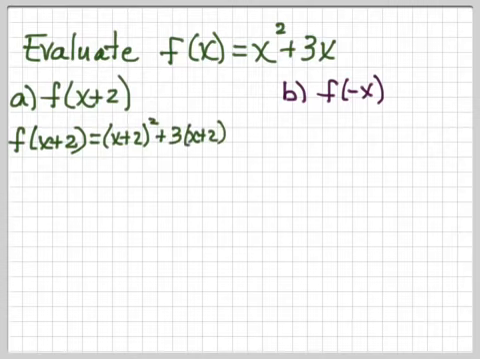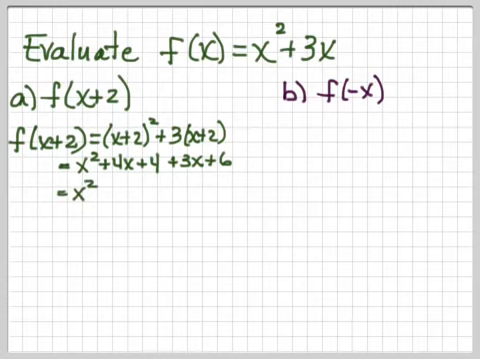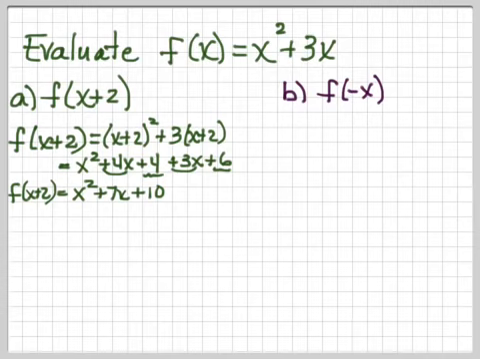And if I just expand this, x squared plus 4x plus 4 plus 3x plus 6, and I gather my like terms, I have x squared, and then I have a 4x and a 3x, gives me 7x, and I have a 4 and a 6, gives me 10. So I have f of x plus 2 equals x squared plus 7x plus 10.